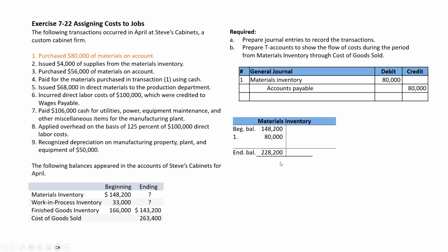Don't get too excited. We're going to have more entries that affect this account. Accounts payable is a credit. That's going to be on the right-hand side. And so far our balance of accounts payable is going to be 80,000.